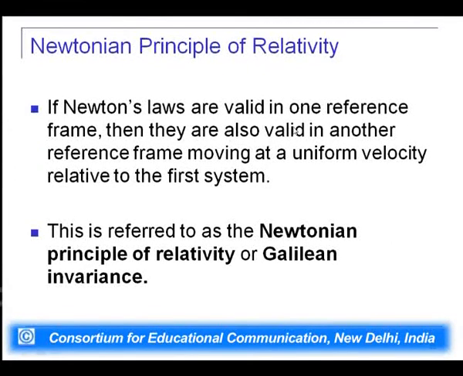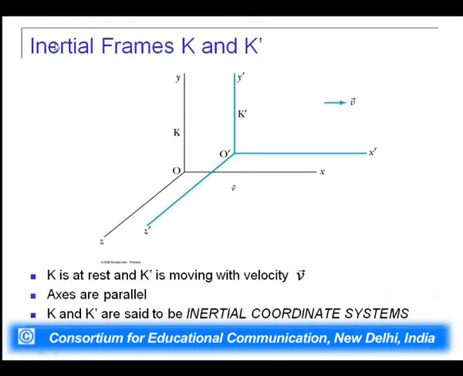Newton's principle of relativity: if Newton's laws are valid in one reference frame, then they are also valid in another reference frame moving at a uniform velocity relative to the first system. All laws will be valid. This is referred to as the Newtonian principle of relativity, also known as Galilean invariance. For this, here we define the inertial frame.